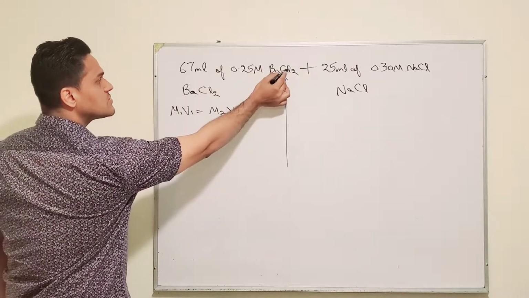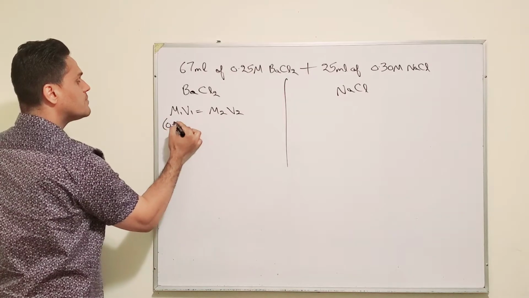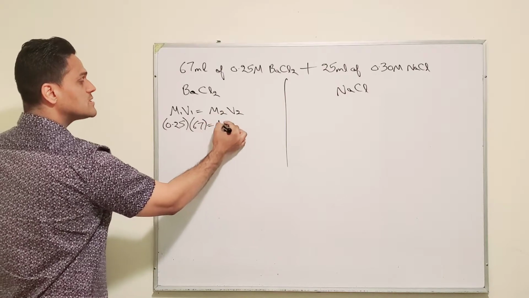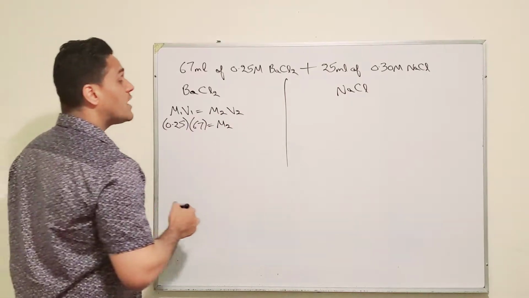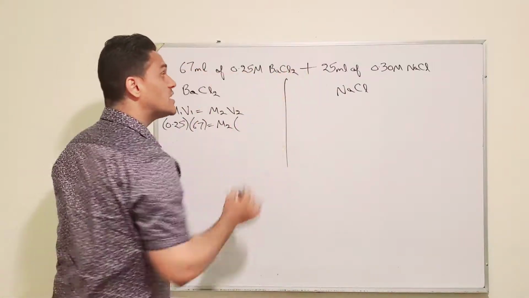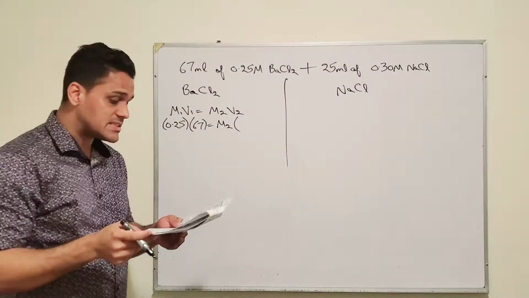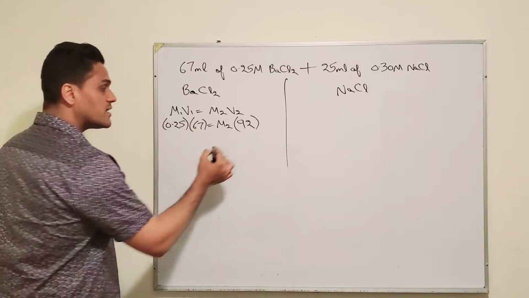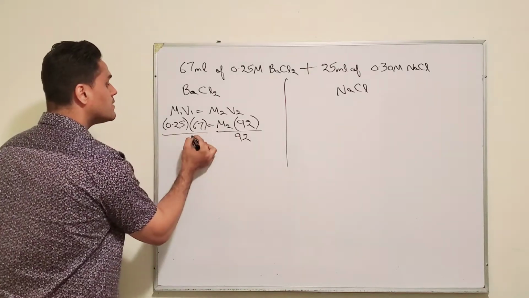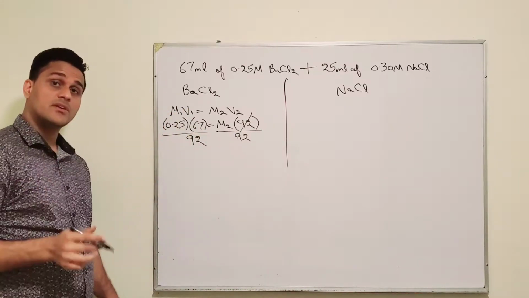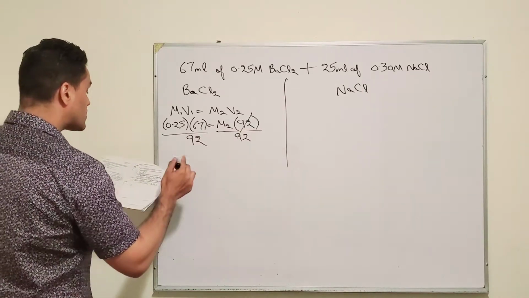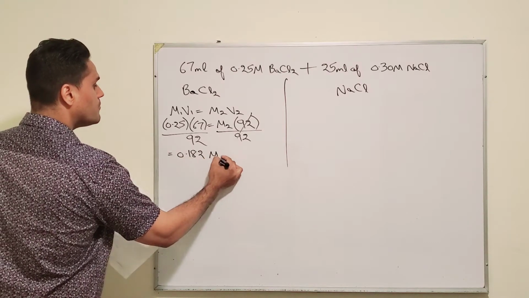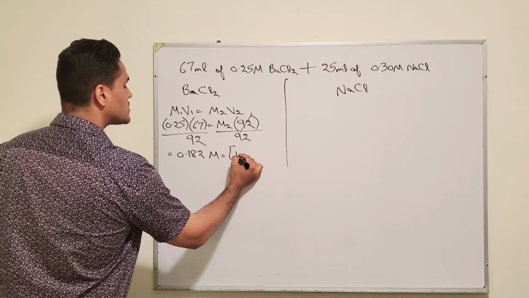Now, what was my initial concentration of BaCl2? That was 0.25. And my initial volume was 67. Final concentration is what I'm trying to find. And my final volume is going to be 67 plus 25. You added 25 ml to 67. And that's going to give you 92. We're going to divide both sides by 92. You're going to punch it in your calculator. And if you've done that correctly, your answer should be 0.182 molar. And that's my final concentration of BaCl2.